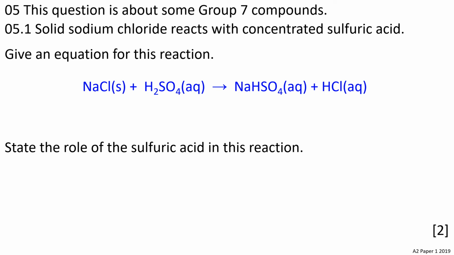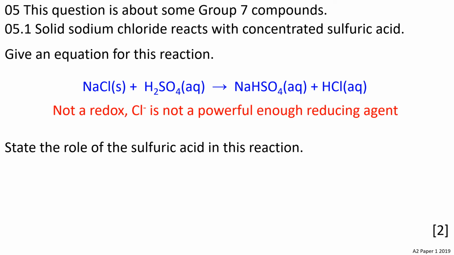You should be aware that it will initially make NaHSO4, the hydrogen sulfate ionic substance, rather than the sulfate. You would have got the marks for writing Na2SO4, but NaHSO4 is more correct. So Cl- is not a powerful enough reducing agent for this to be a redox reaction.